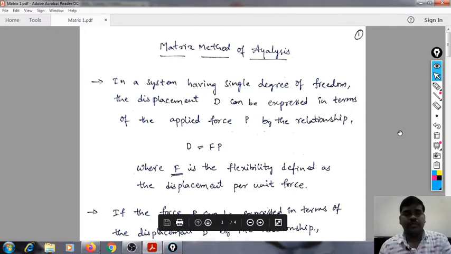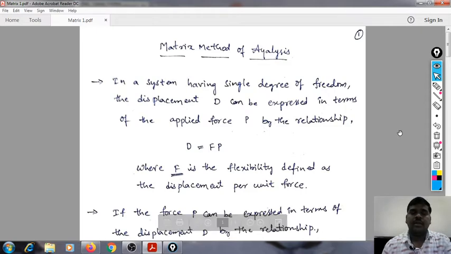So in this lecture I am going to explain a brief account of matrix method of analysis, which can be considered as an introduction part. So in this, we come to know why matrix method of analysis is important for solving structural problems. There are many other methods that are used for solving structural problems, whether the structures may be statically determinate or indeterminate.